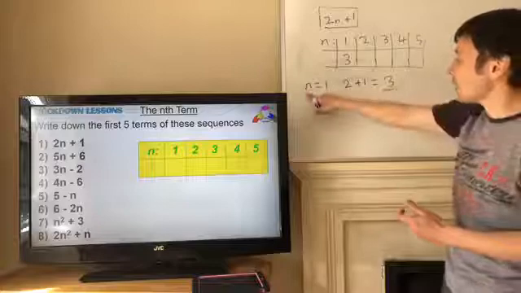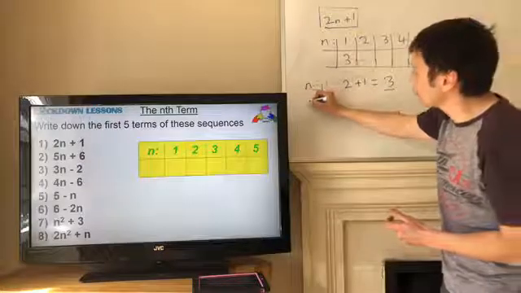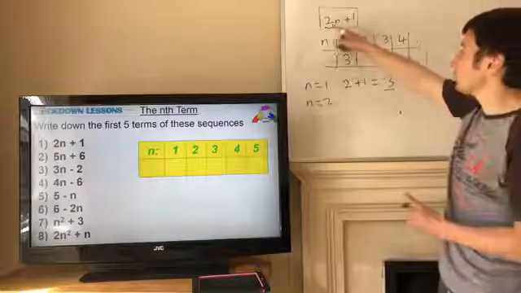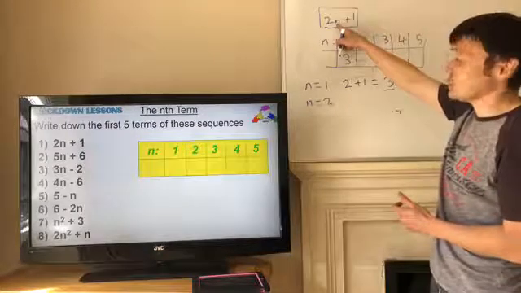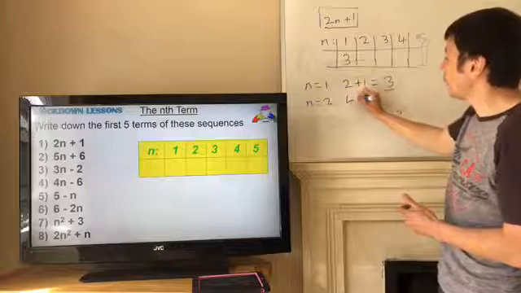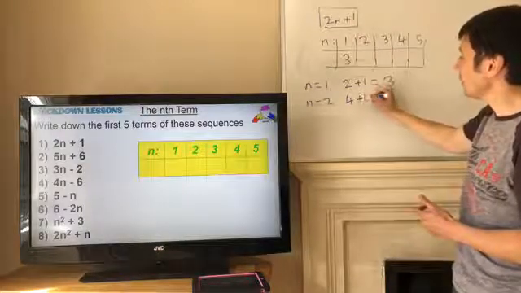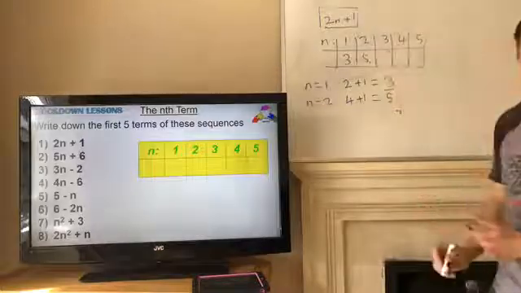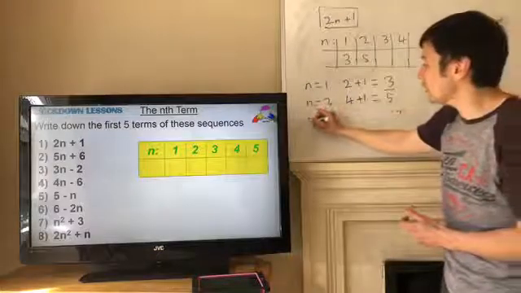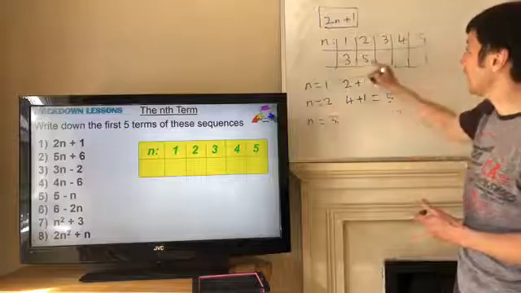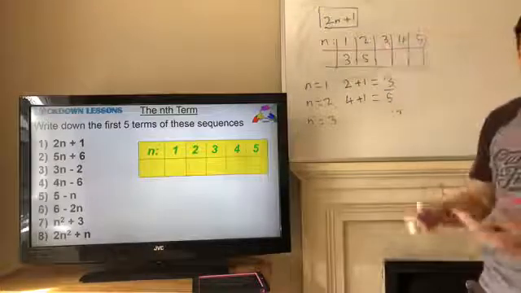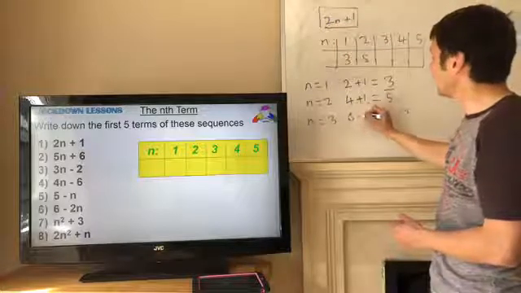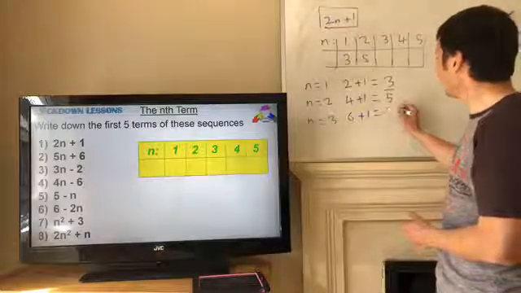The next one, I'm then going to do n equals 2, because that's my next number in the sequence. So if n equals 2, 2 times 2 is 4, plus 1 gives me 5. So 5 will be my next number in the sequence. You're then going to do n equals 3, the third number in the sequence. So 2 times 3 is 6, plus 1 equals 7.